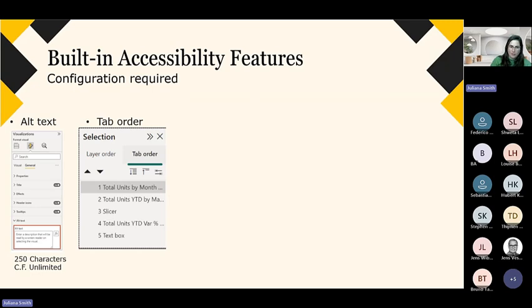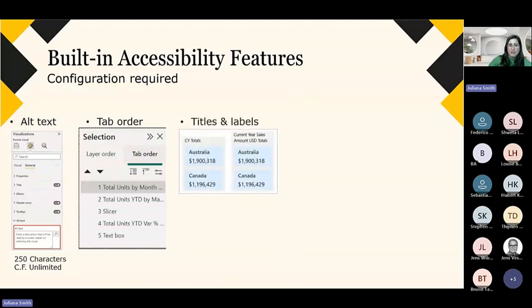Don't confuse tab order with layer order. Layer order is how the elements stack on each other, and tab order is here. Depending on how you design your report, it's sometimes going to be in the right order, but most of the time it's not. So we have to click into one of them and move the arrows up and down so they are in the correct order.